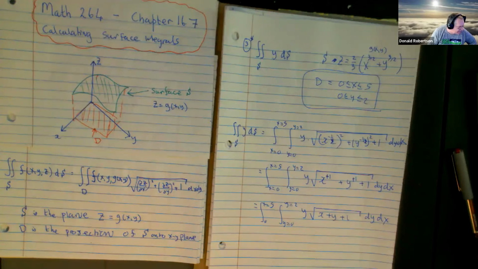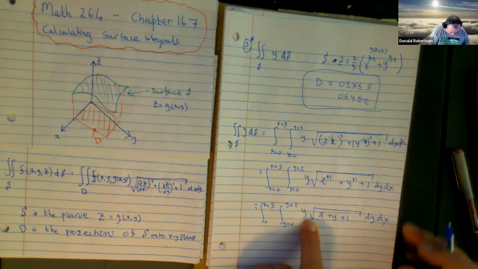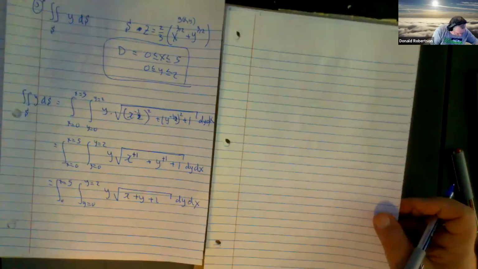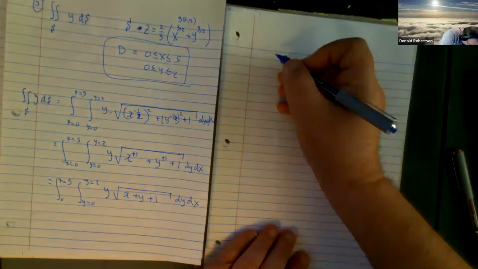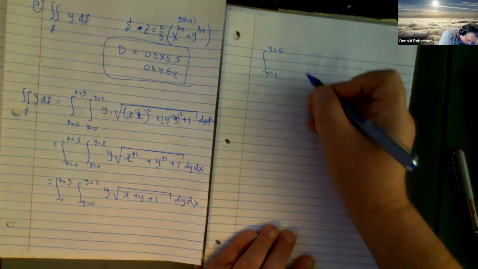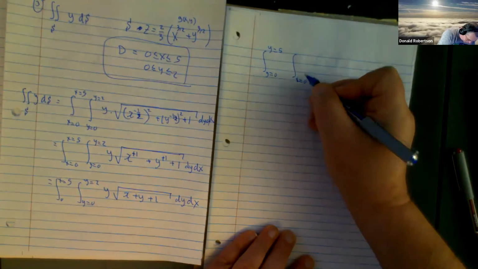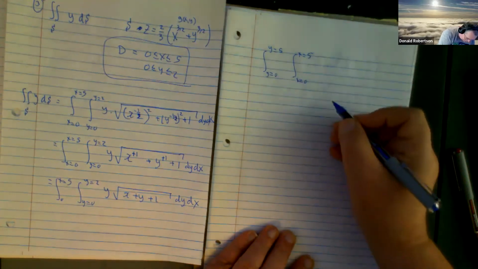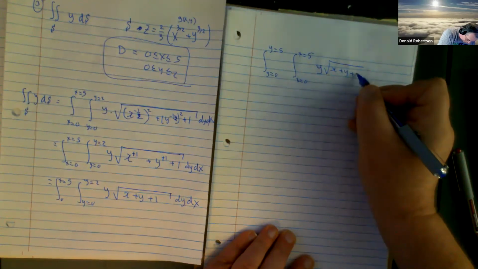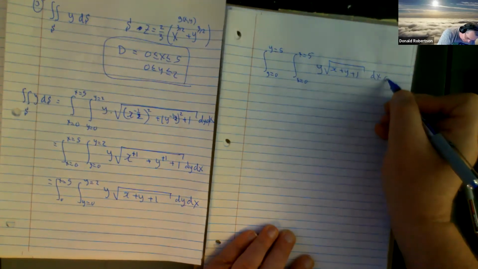What you're going to do here is a good question. What am I going to do here? I don't want to integrate that with respect to y. These are both numbers. Let's do y equals 0 to y equals 5, and let's do x equals 0 to x equals 5. And let's do y, the square root of x plus y plus 1, and do the x's before the dy's.